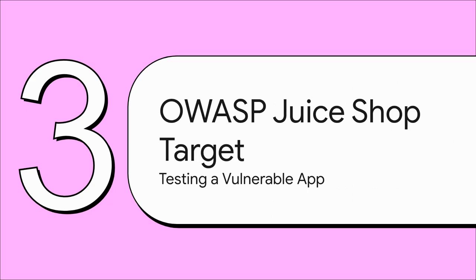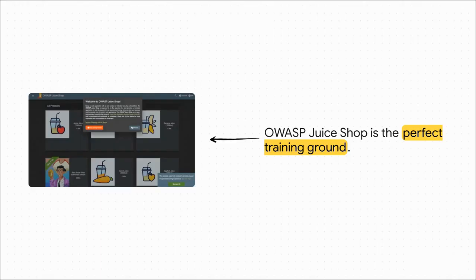Which brings us to Section 3, Targeting OWASP Juice Shop. Because every heist needs a mark, right? If you aren't familiar with OWASP Juice Shop, it's essentially a modern web application that is intentionally riddled with security vulnerabilities. It is the perfect training ground. We can spin it up locally in total isolation using a single Docker run command on port 3000.